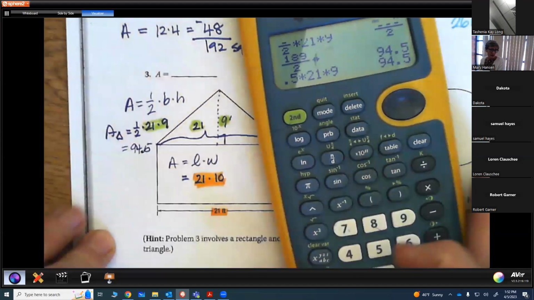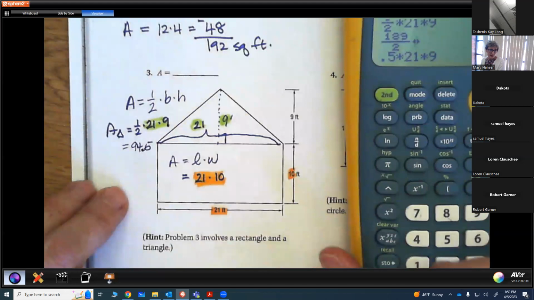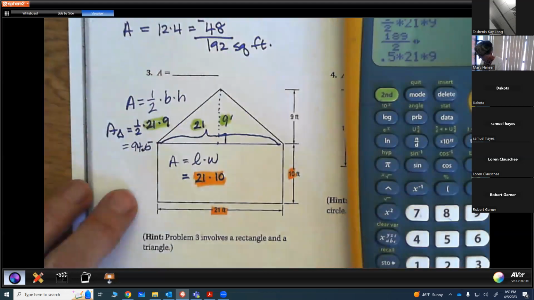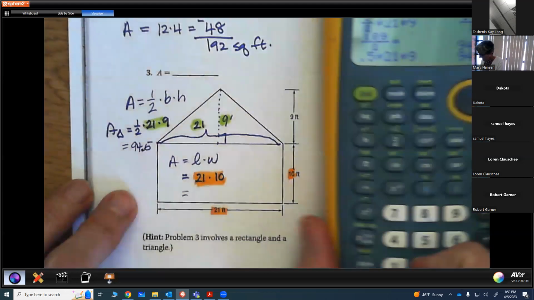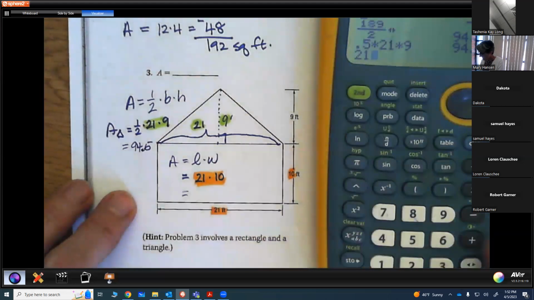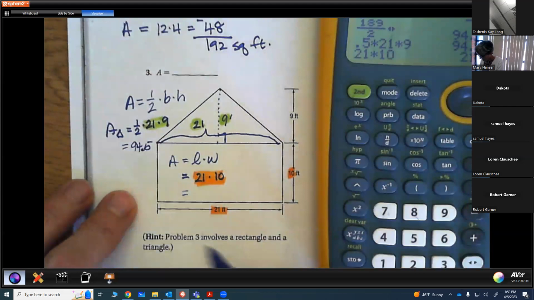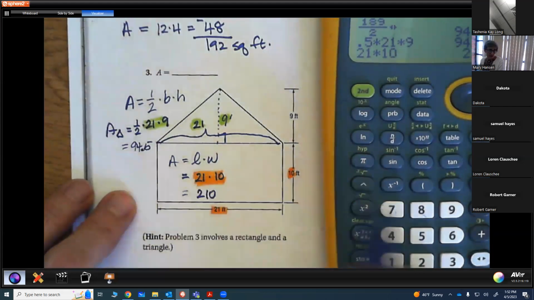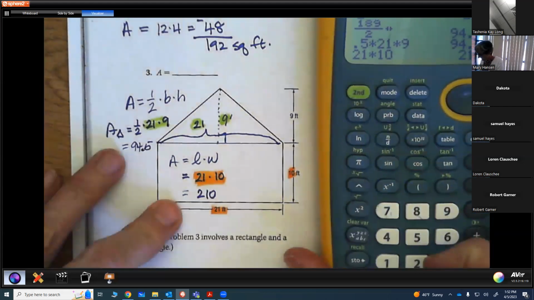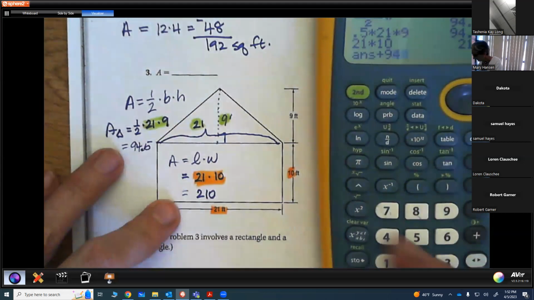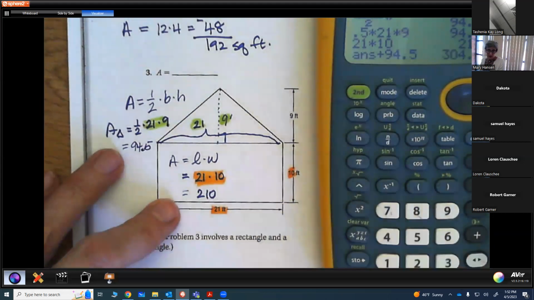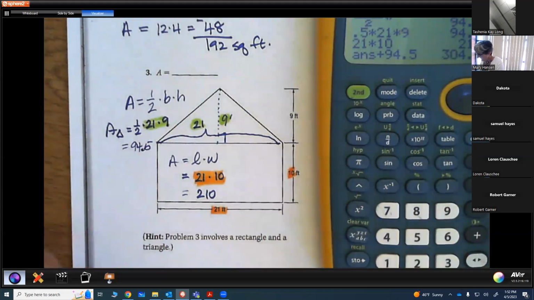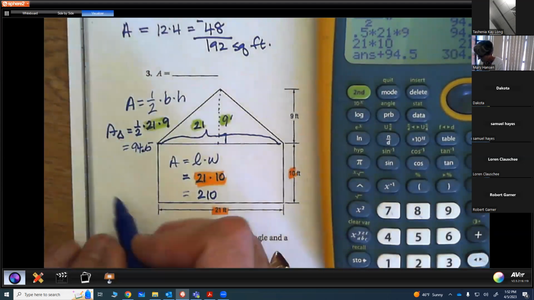Okay, so that's the area of our triangular piece. And then when we take the area of our rectangular piece, 21 times 10, it'd just be 210. It just adds a 0 to it. And so I would add 210 plus 94.5. And you told me different numbers, but somehow you ended up at the right answer.